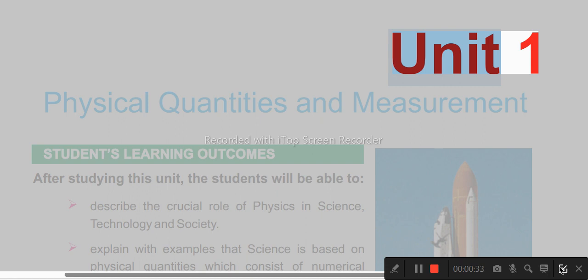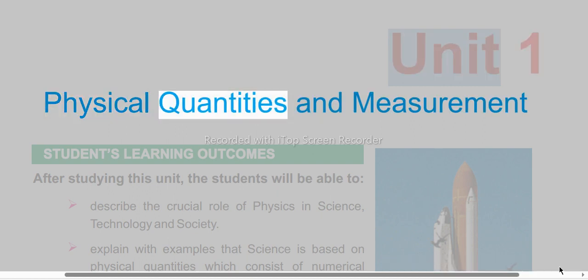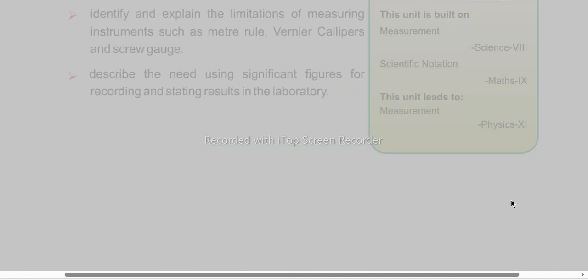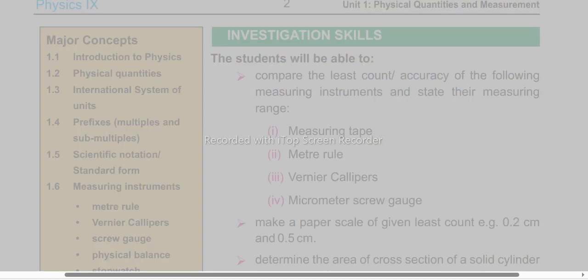Unit 1. Physical quantities and measurement. Conceptual linkage. This unit is built on measurement, Science 8, and scientific notation, Maths IX. This unit leads to measurement, Physics XI. Physics 9-2, Unit 1, Physical quantities and measurement.